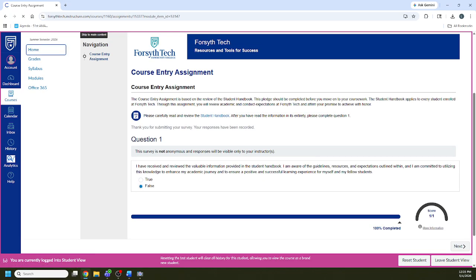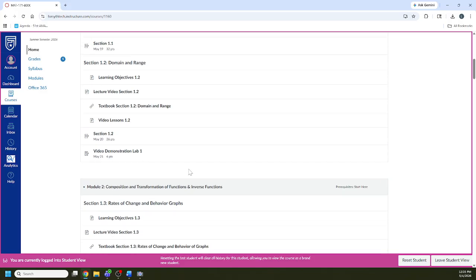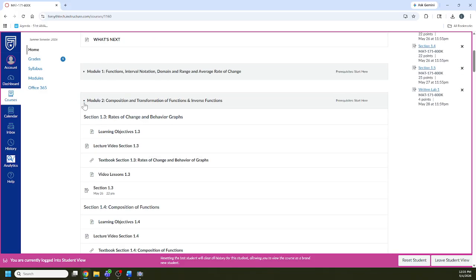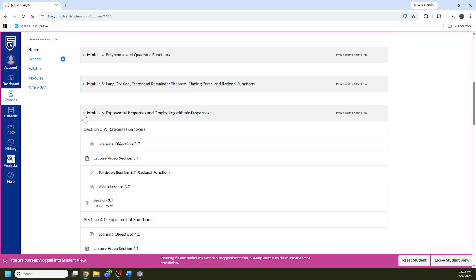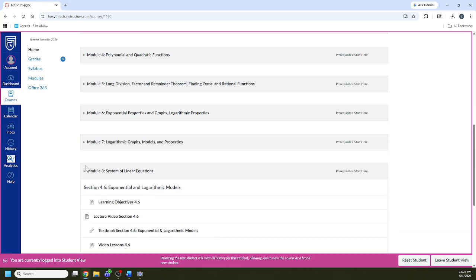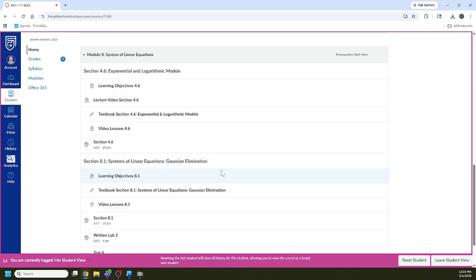But once you've completed it, you now have access to all of the course content. I want to point out here that there are 8 modules, just like there are 8 weeks in the semester. One module corresponds with each week. In each module, and this will make more sense when we look at the pacing guide in a second, we cover roughly a section a day. Each section has the learning objective, lecture videos, which I think are very helpful, the textbook, extra video lessons, and then the homework.